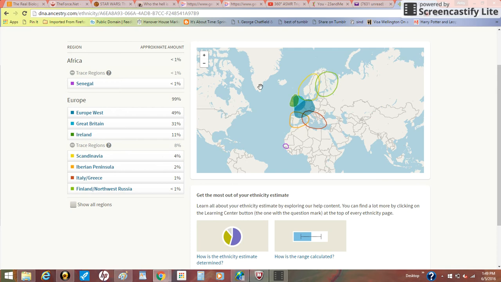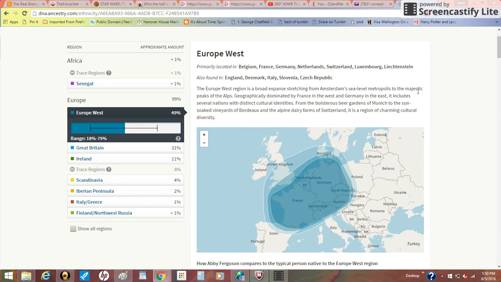So you get this. The translucent colors are what you are mostly, and the ones in colored circles are your trace regions, or ones you have a tiny bit of DNA from. Once you get these, you can click any of them to learn more about the place. So let's click on Europe West, because that is a broad range, and I'm nearly 50% that.